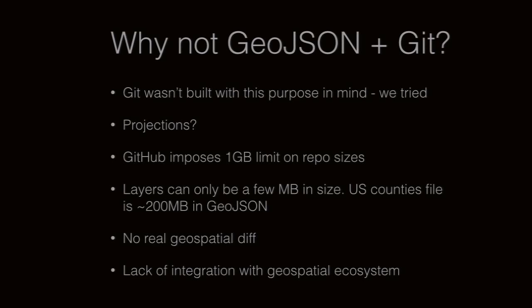Also, Git doesn't really produce a geospatial diff. A diff is the difference between two versions. It's how you present those differences to the user. And when you're working with Git and GeoJSON, you get a difference of the text that has changed. There's no geographic context there. And it also lacks some integration with the rest of the geospatial ecosystem. And by the way, I just want to clarify: I love Git and I love GeoJSON. It's just not the right tool for the job.